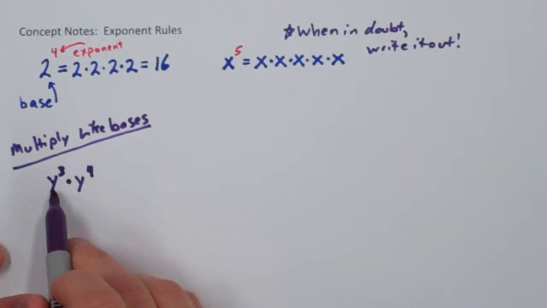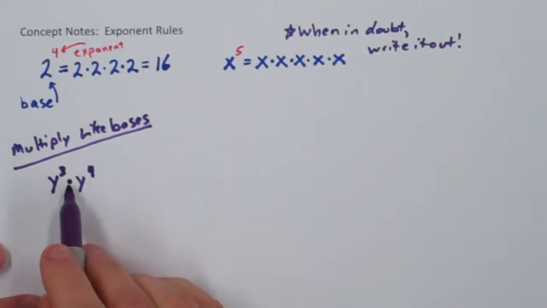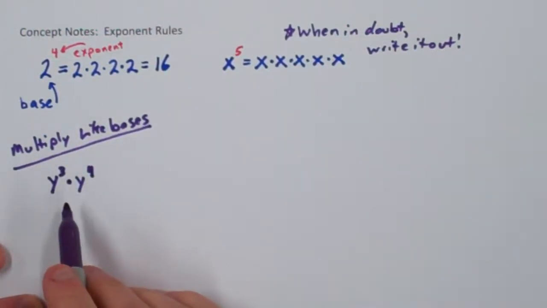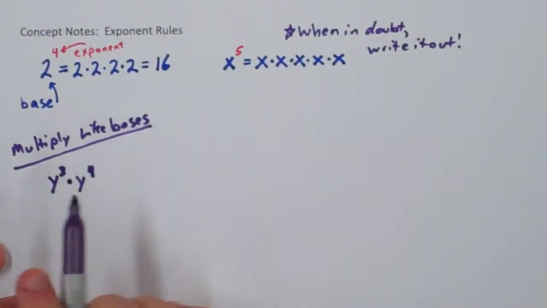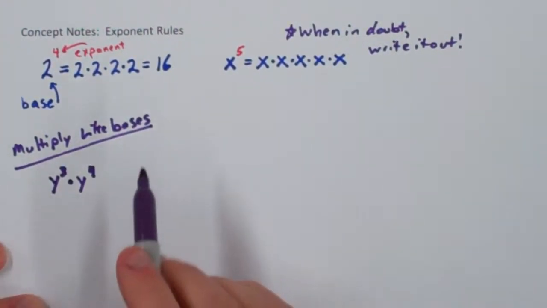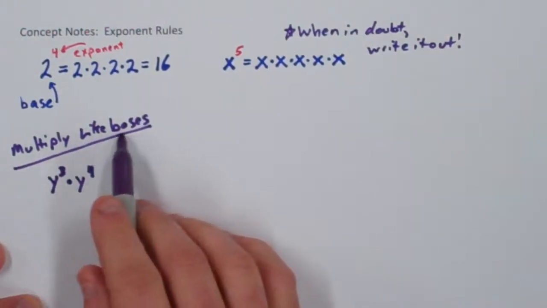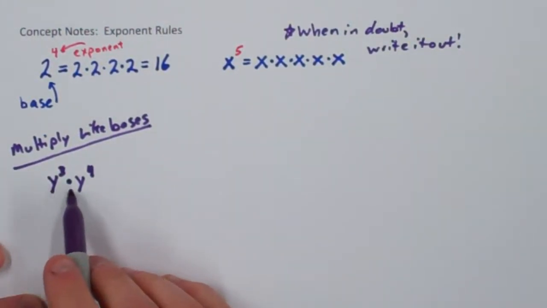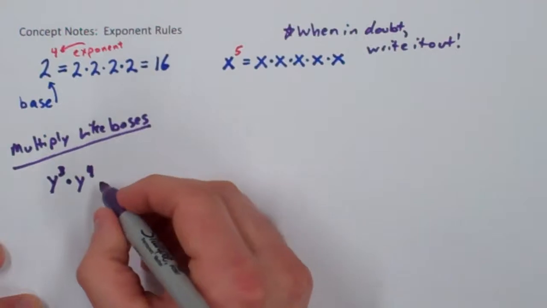It's important to note two things. You're multiplying, so the multiplication symbol has to be here, or you need to have parentheses, something indicating multiplication. You cannot do this if there's a plus sign, or a minus sign for that matter. Also, the bases have to be like. They have to be exactly the same. So a y and a y, those are exactly the same.